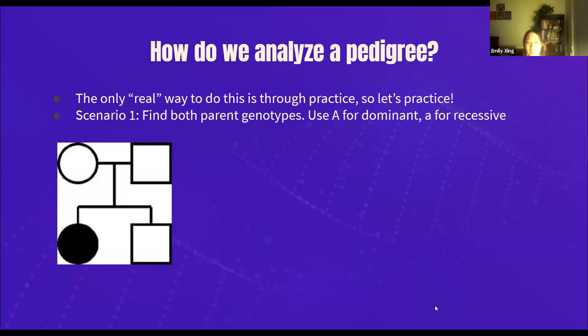So Eli, in your scenario, all of the offspring would have the capital A and the lowercase a. So that means that the dominant trait is always present. So all of the children would be affected. So if the parent genotypes are homozygous dominant and homozygous recessive, then the offspring would all have one copy of the dominant trait.